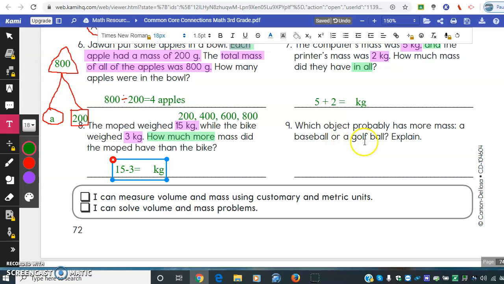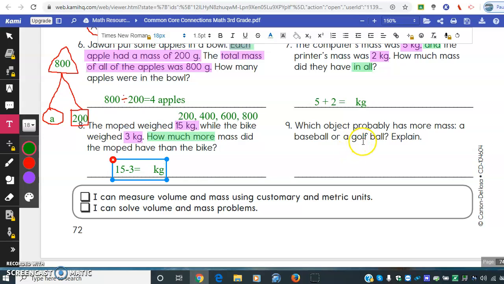A baseball or a golf ball? Explain. Okay. If you've never held a baseball or a golf ball, we're going to help you out here. Looking at them, a baseball is bigger and a golf ball is smaller. But a golf ball, just because it's smaller doesn't mean it's super light. But then again, neither is a baseball. If I were to look at both of those balls together, can I just judge which has more mass based on size alone? You can't do that, because some things that are big don't weigh very much at all, and some things that are small can weigh a lot.